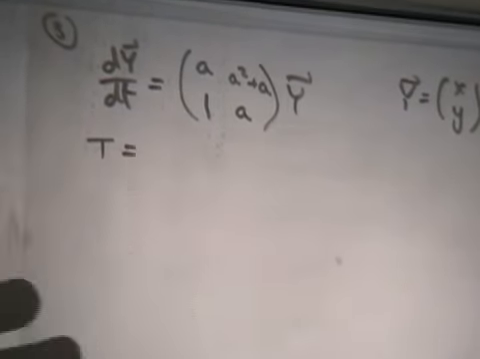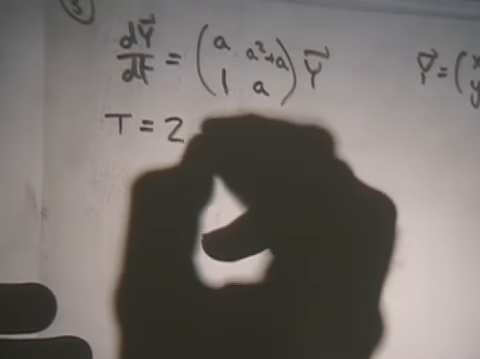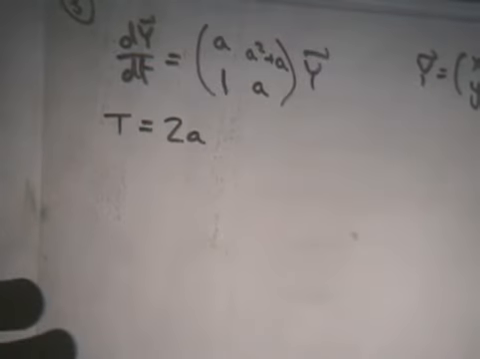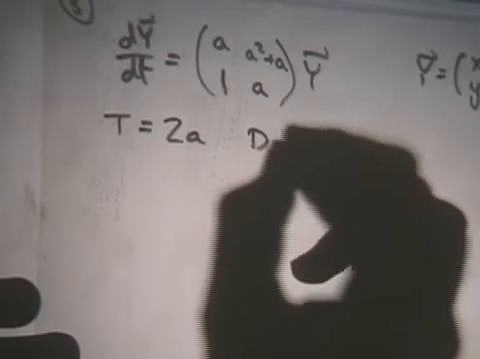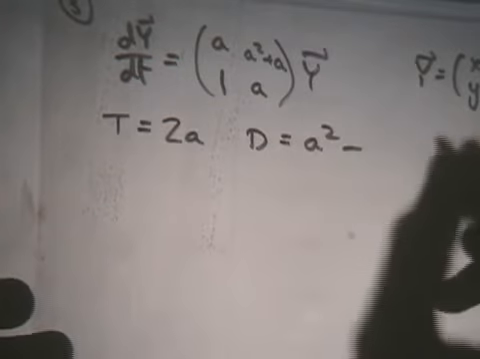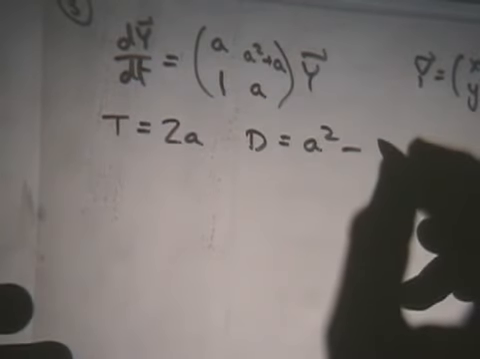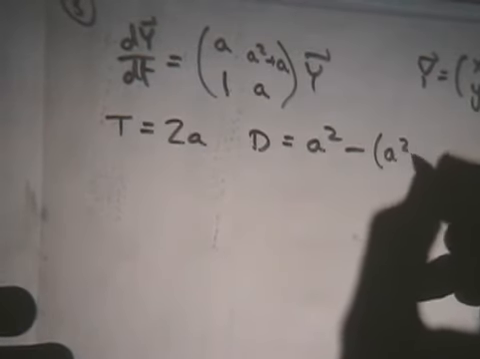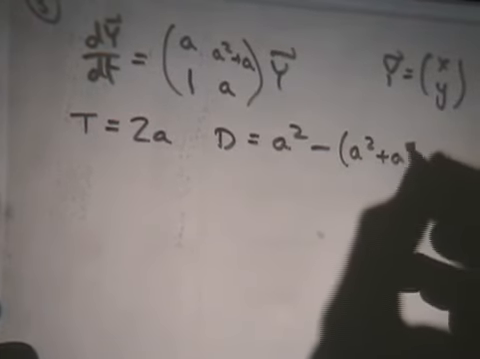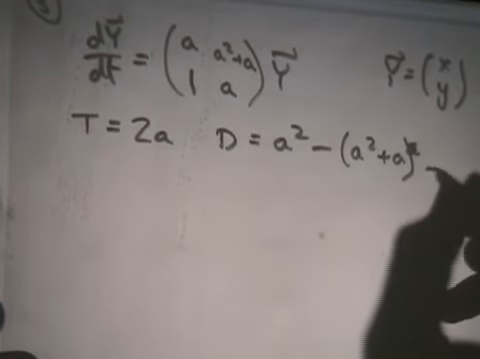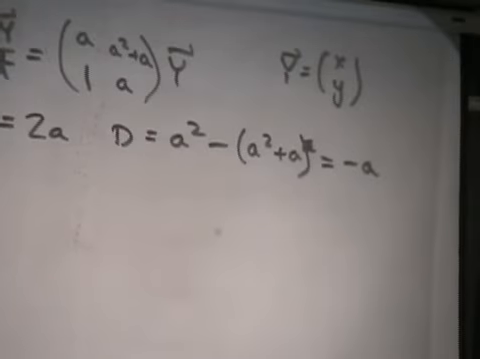The trace and determinant of this are 2A for the trace, A plus A is 2A. And the determinant is going to be A squared minus 1 times A squared plus A, minus the quantity A squared plus A, giving us a simplification down to just negative A for the determinant.